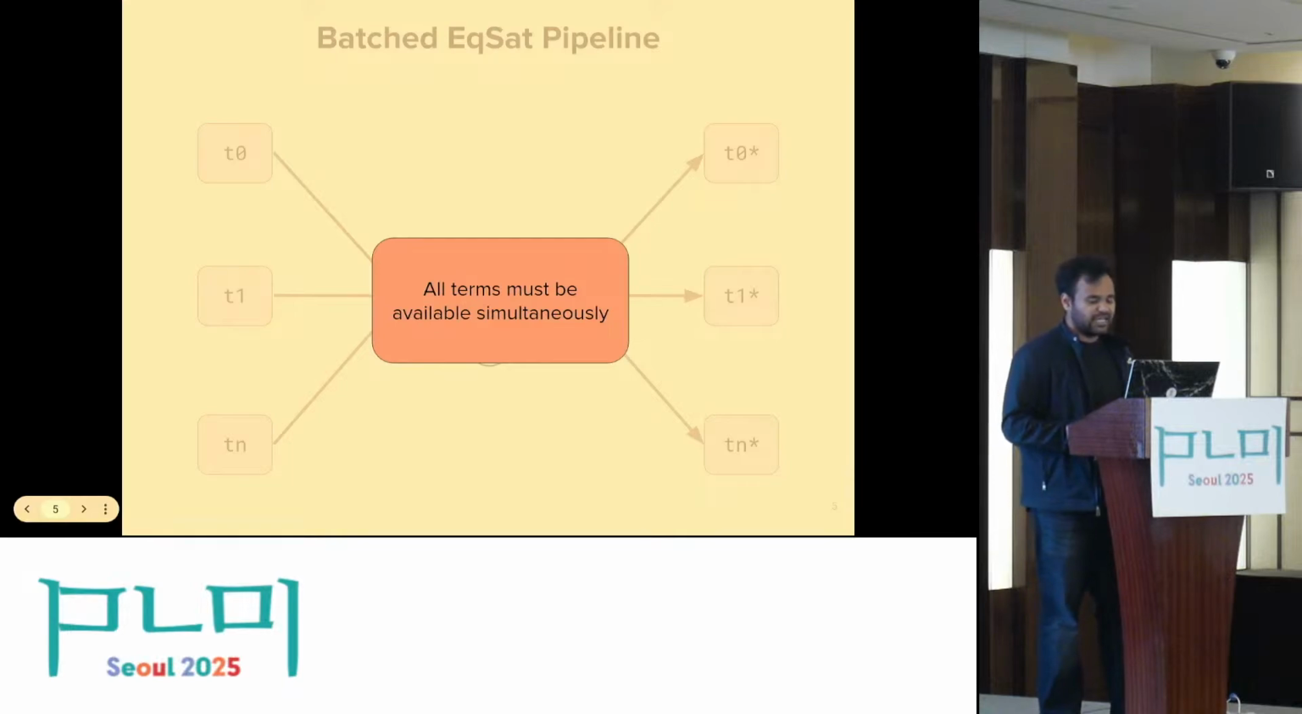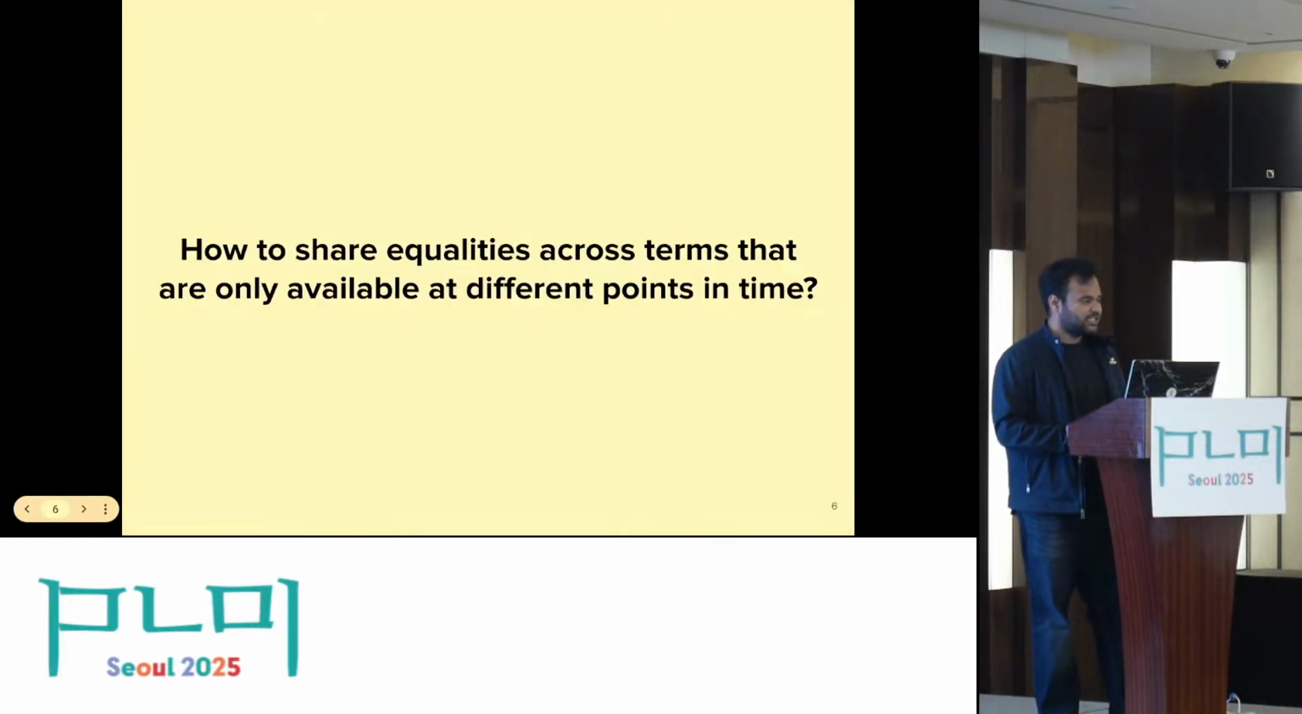This is not true in any application with user interaction, as in any such application, there will be a delay as the user provides successive terms. Most compilers fall in this category. So the question is how to share equalities across terms that are only available at different points in time.